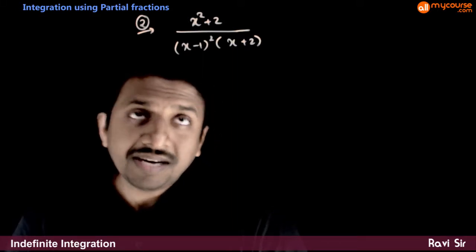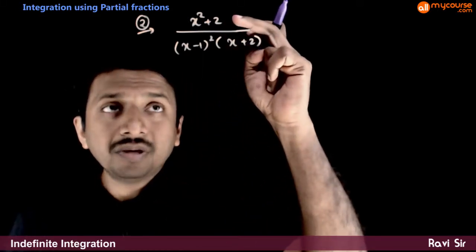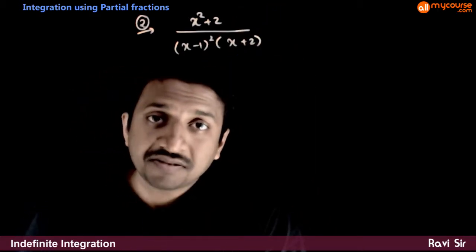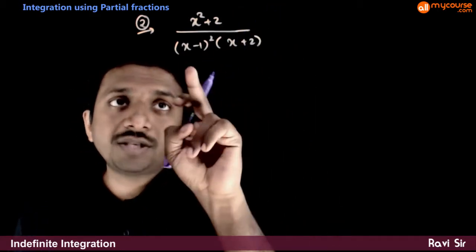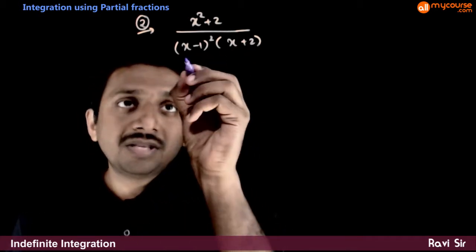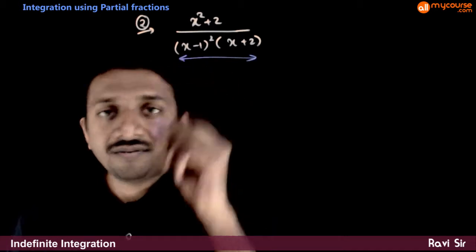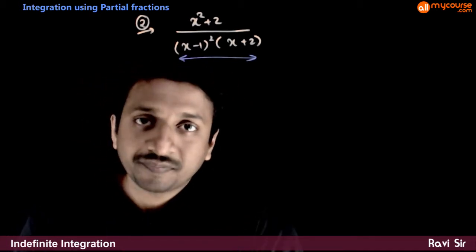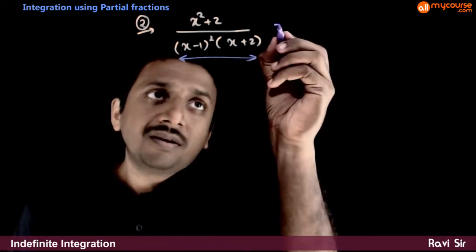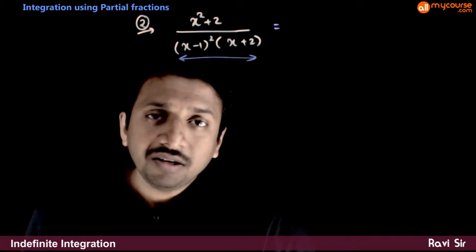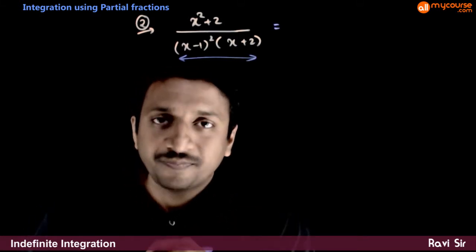Next, let us say that you are asked to decompose this rational expression into partial fractions: (x square plus 2) by (x minus 1) whole square into (x plus 2). This denominator is already in the factorized form, so you don't need to separately factorize it. Now, the first step in decomposing it into partial fractions is that you need to assume the partial fractions.